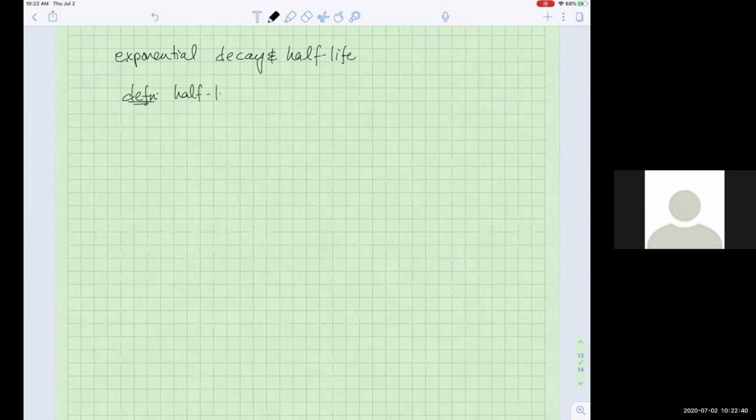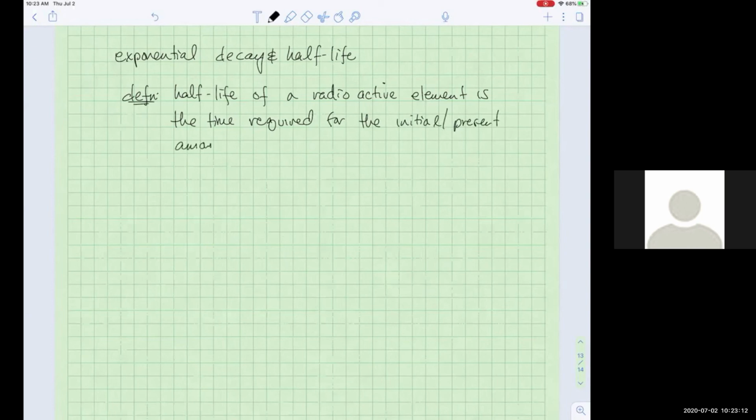The half-life of a radioactive element is the time required for the initial or present amount to decay to half its original value.